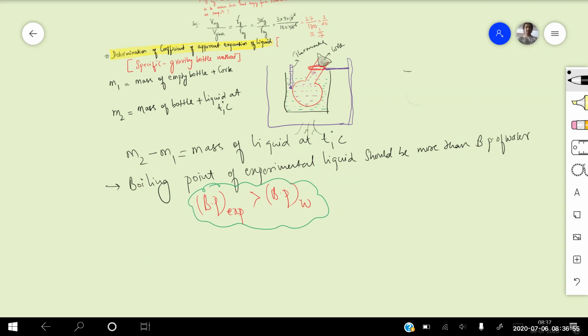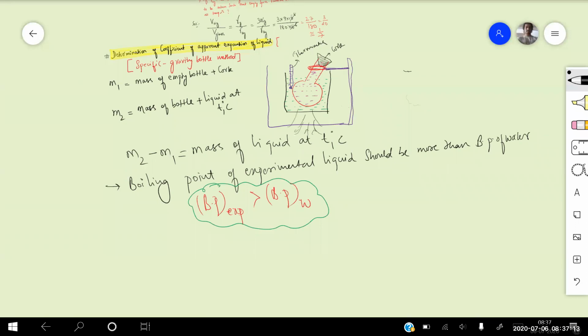You are supplying the heat for this one, so the water will get heated up first, then afterwards the vessel will get heated up, and afterwards the liquid present in that one will be heated up. In the three cases, what will be the coefficient of apparent expansion of the liquid?